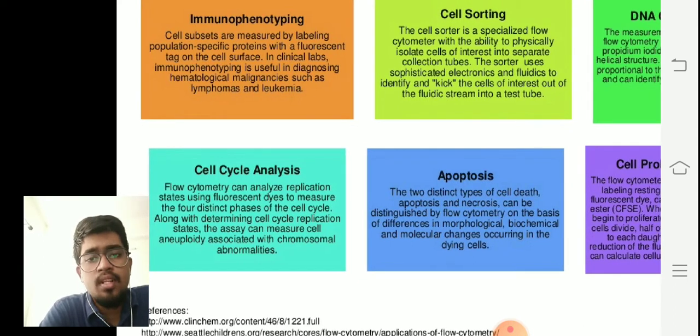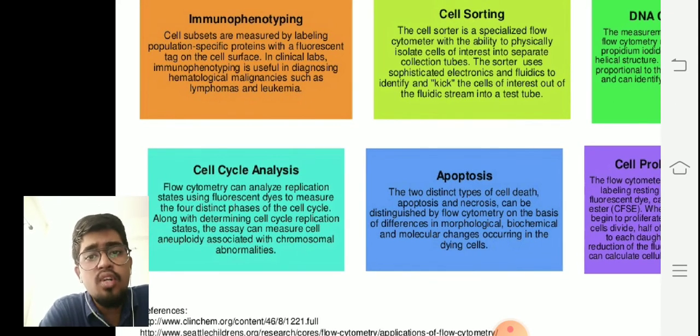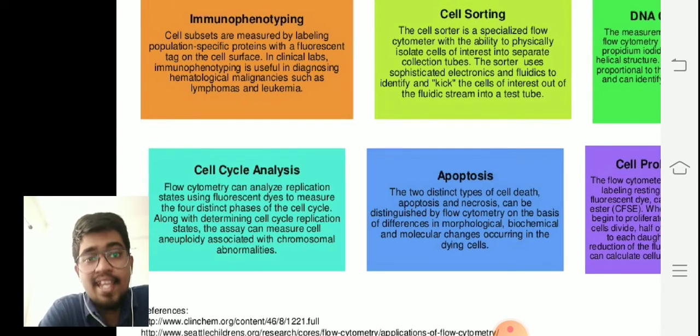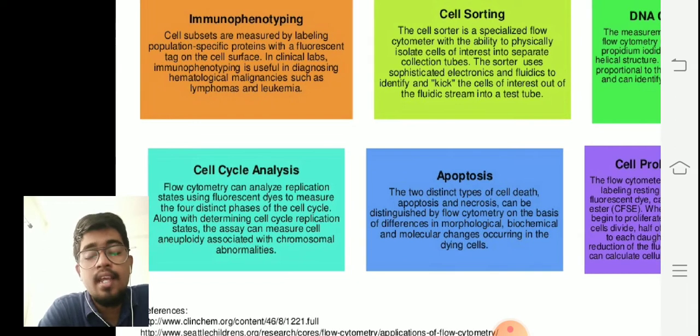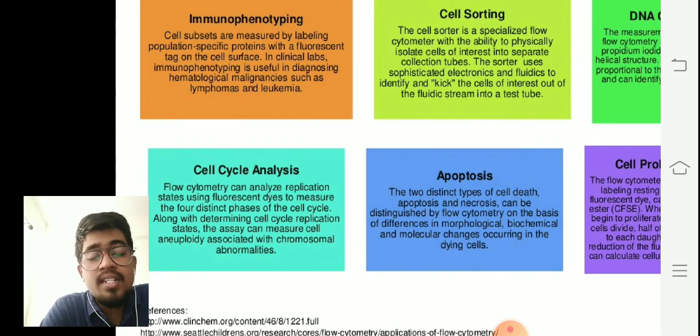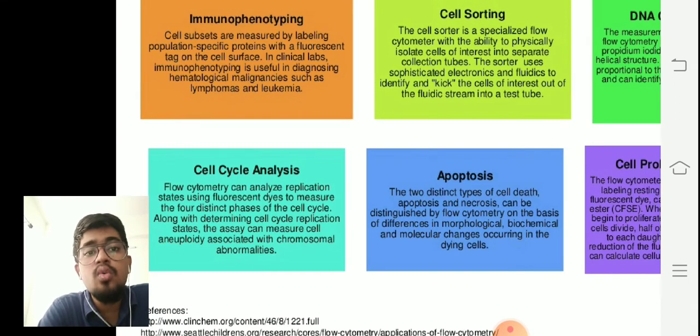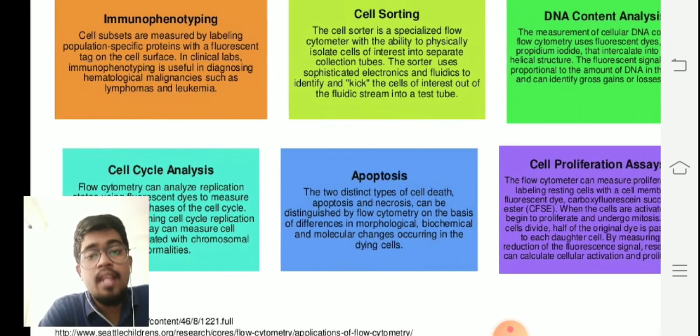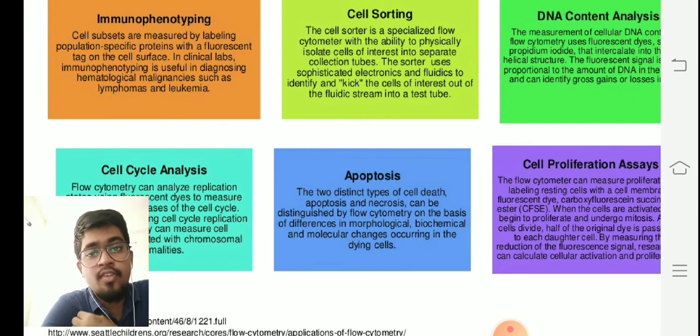So cell cycle analysis helps us analyze replication states using fluorescent dyes to measure the four distinct phases of the cell cycle, and the assay can also measure aneuploidy. I'm repeating this two or three times so you understand how important and crucial it is. The assay can measure cell aneuploidy, which is related to chromosomal abnormalities. Cell cycle analysis is also very crucial, and in the various stages of the cell cycle, the G1 phase, S phase, M phase, we don't know at what point you could find this kind of abnormality.